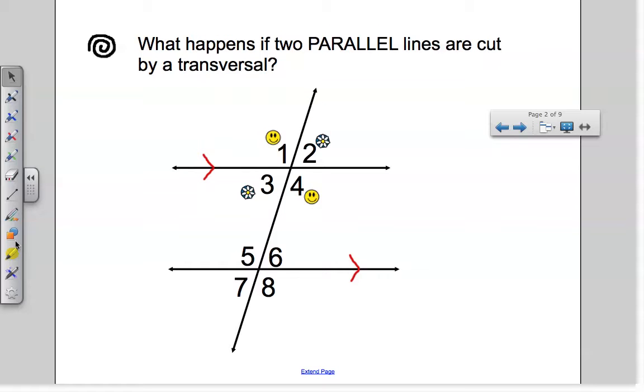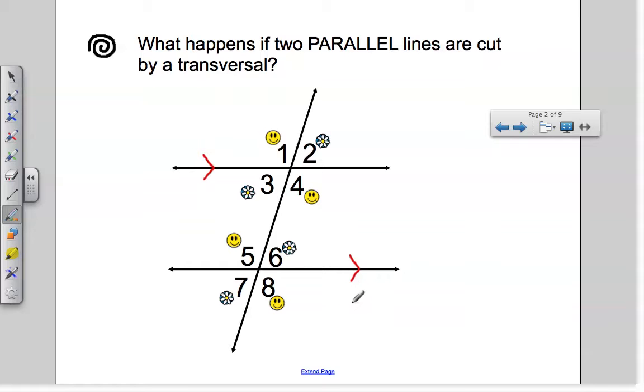So now, couldn't I put a smile face as a congruent symbol in angles below? 1 and 4 are congruent to 5 and 8. All 4 of these angles are the same measure because these lines cut by that transversal are parallel. And when I grab my flower symbol, I know 2 and 3 would be congruent to 6 and 7.